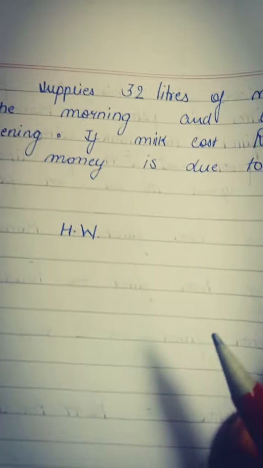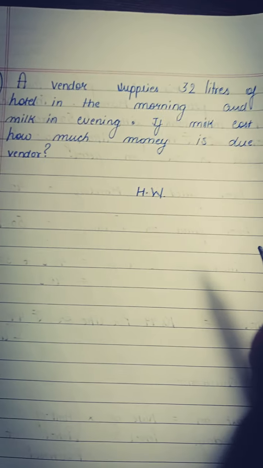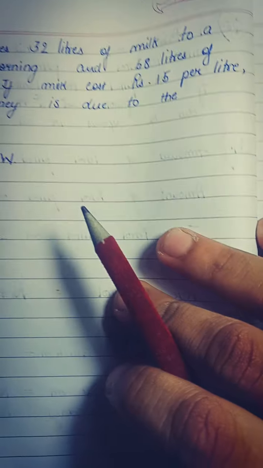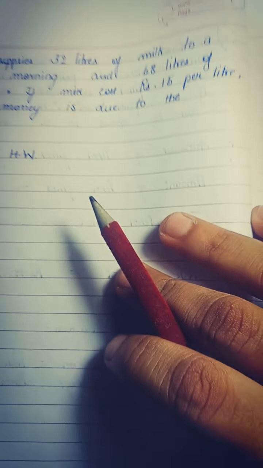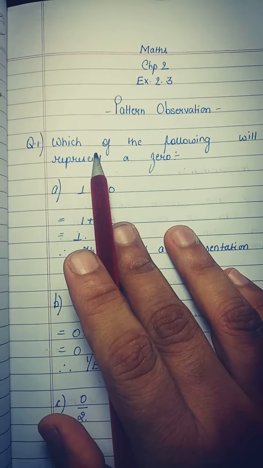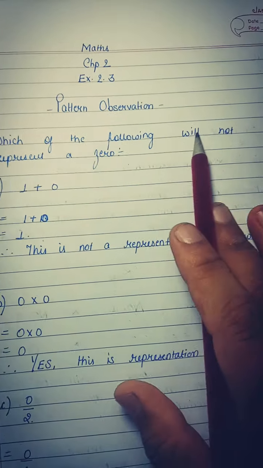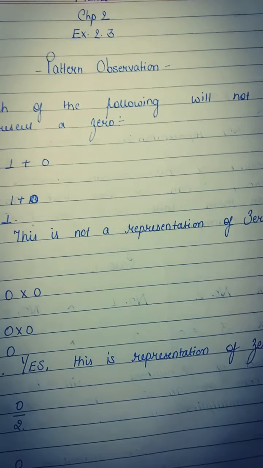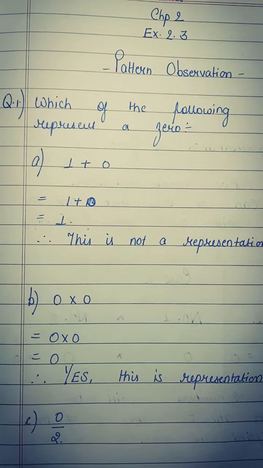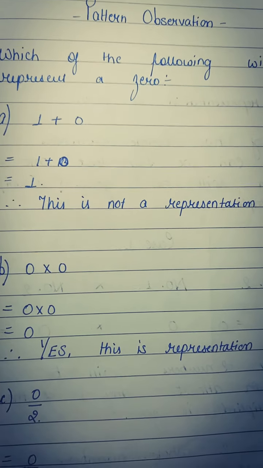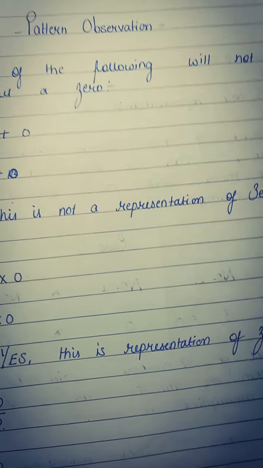The second question is here, and this one I leave for you. It is very similar, and the same concept is applied to it. Okay, now we are starting exercise 2.3, that is pattern observation. In this, question number 1 says, which of the following will not represent a zero? It's very simple, just solve them, and if the final answer obtained is 0, then it represents a 0, and if not, then it will not represent a 0.